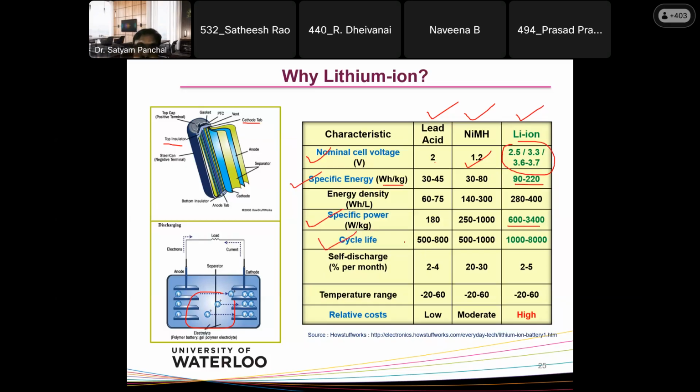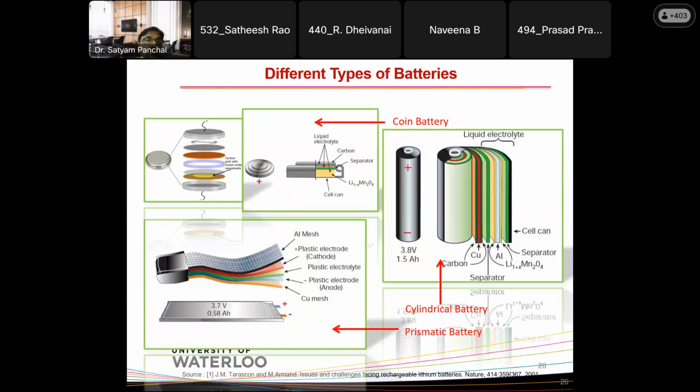Cycle life is extremely good. You can charge and discharge this cell from 1000 to 8000 times. This is why lithium ion battery is the most efficient battery used nowadays, from small devices like laptops and mobiles all the way to electric vehicles. The temperature range is also very good for operation. But the cost is relatively high compared to lead acid, nickel metal hydride and a couple of other batteries. That is why lithium ion is the most advanced battery technology used nowadays, from small devices all the way to helicopters and electric vehicles.